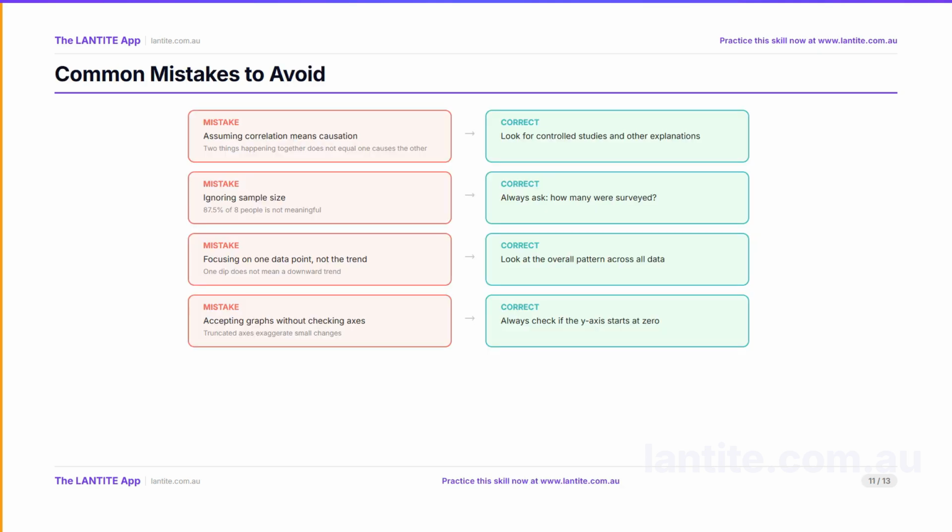Here are the common mistakes to watch for. First, confusing correlation with causation. Just because 2 things happen together does not mean one causes the other. Second, ignoring sample size. Percentages are meaningless without knowing how many people were surveyed. Third, focusing on one data point instead of the overall trend. One outlier does not define the pattern. Fourth, accepting a graph at face value without checking the axes and scales.